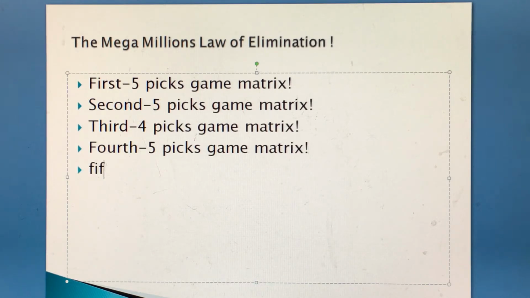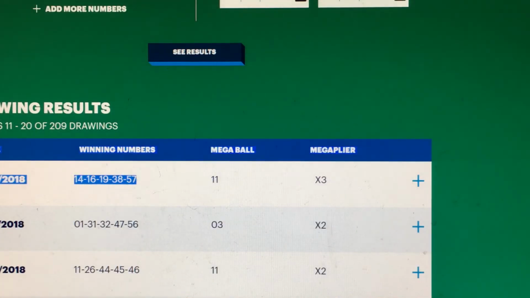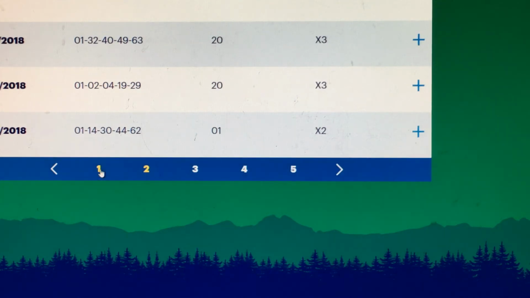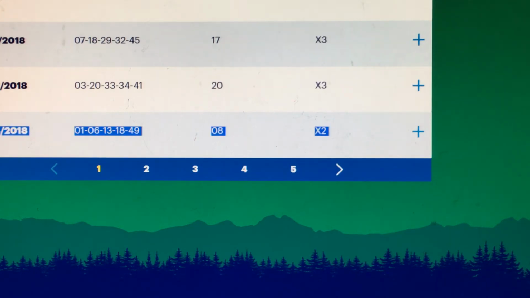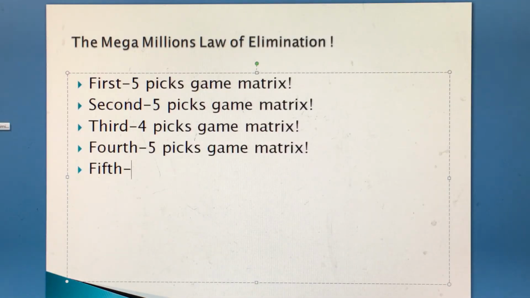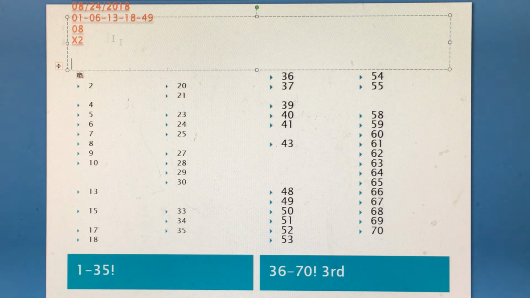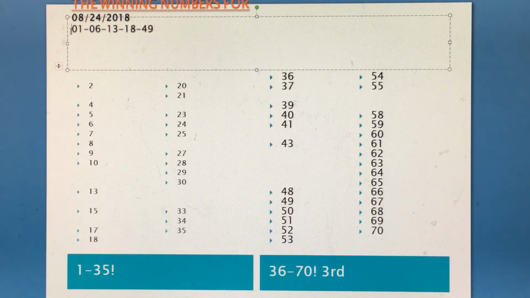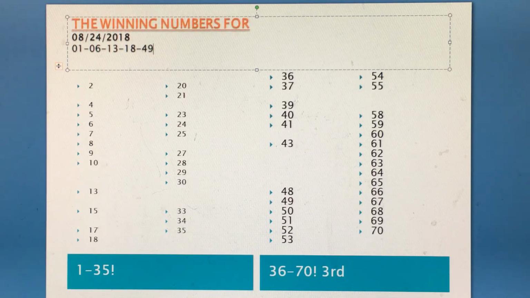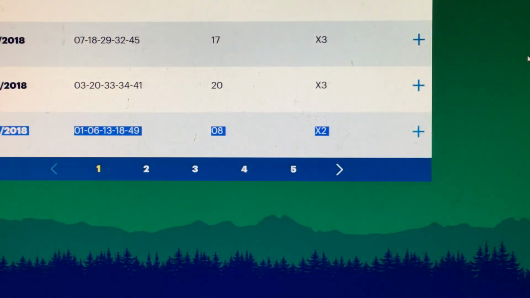And the fifth drawing, let's look at the 5th drawing. Now we go back to the first page. The 5th drawing will be August 24th. Now let's look at the August 24th drawing. There's still a lot of numbers in the game matrix. So for the 5th drawing, something is wrong because the old one is drawn repeatedly a lot of times.